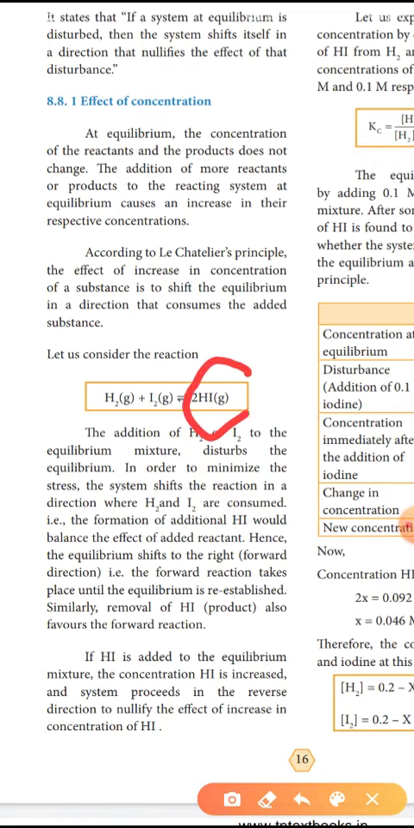If hydrogen iodide is added to the reaction mixture, the concentration increases on the product side. The system proceeds in the reverse direction. Why does the system proceed in the reverse direction? Because it has to nullify the effect of the increase in concentration of hydrogen iodide.